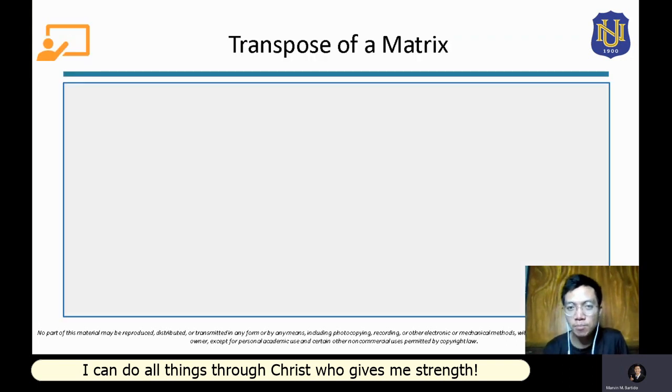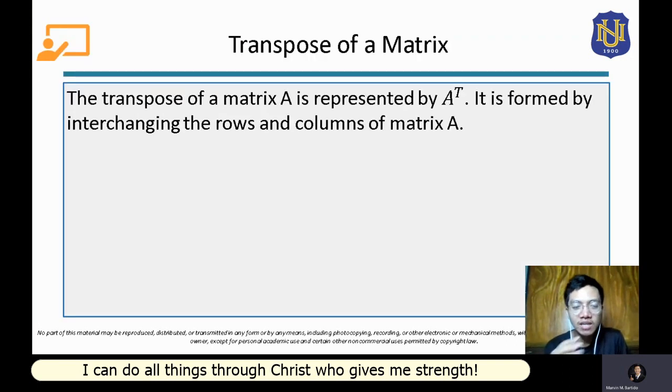Now, let's proceed to transpose of a matrix. So, the transpose of a matrix is represented by A raised to T. Okay, so it is formed by interchanging the rows and columns of matrix A or vice versa. So let's say we have here matrix A. So these are the elements of matrix A, elements A, B, C, and D.